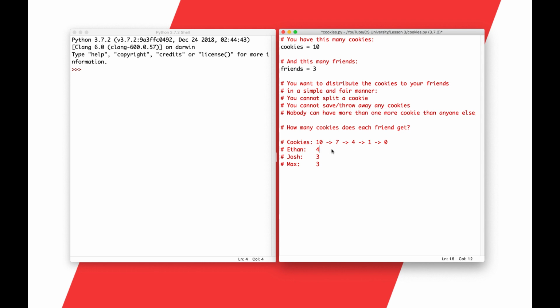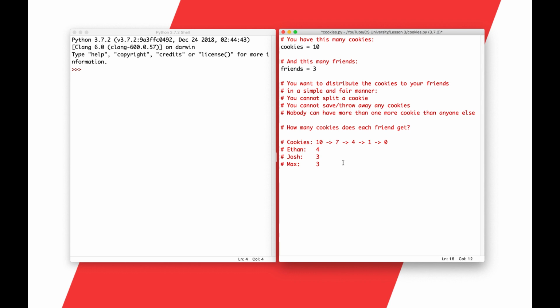An example of a distribution that is not fair would be something like this, right? 5, 2, and 3. If you add them up, you still get 10 cookies. We didn't save or throw any cookies. There's no decimal places, all that good stuff. But if you look, you can see Ethan has 5 cookies and Josh only has 2. So Ethan has 3 more cookies than Josh does. And we said he can only have at most 1 more cookie. And so that's not fair. This example should be pretty clear, but you get the idea.